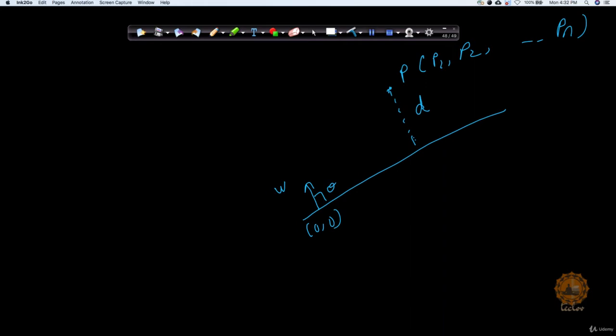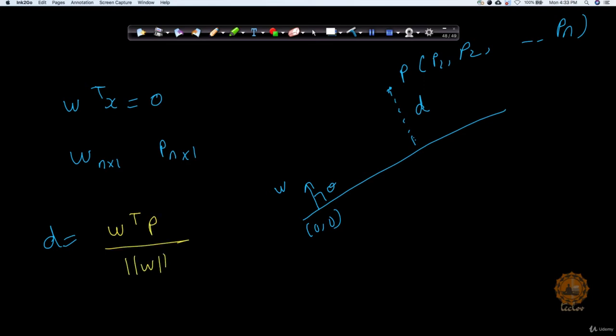Now since the plane is passing through the origin, it's going to be W transpose X is equal to 0. Here my W is an n cross 1 dimension matrix, and P is also an n cross 1 dimension matrix. If you want to find out this value of D, given that it is passing through origin, the formula is going to be W transpose P divided by the length of W.